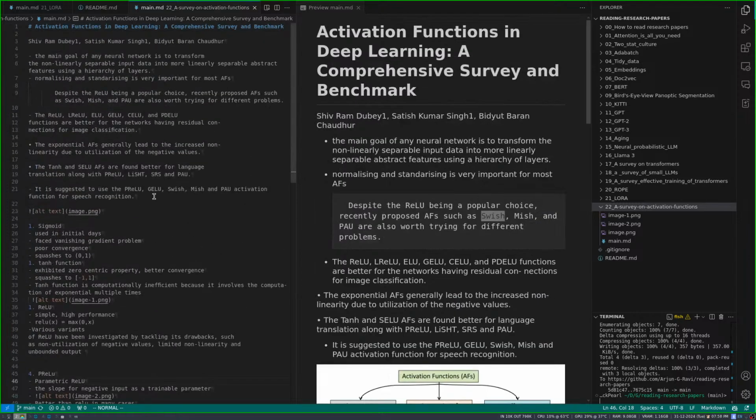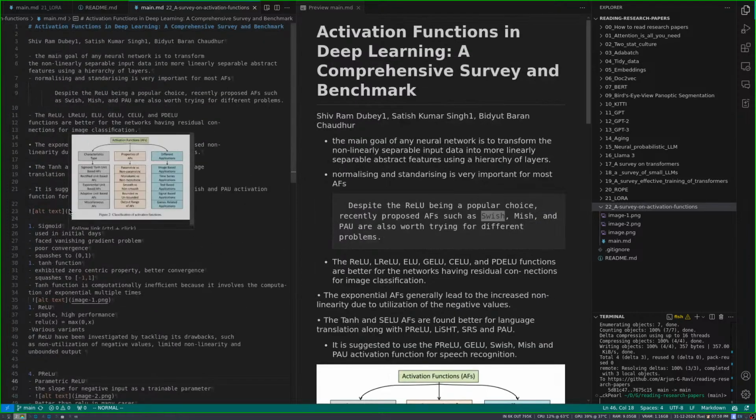Hmm. I should make a table for different activation functions. I will, though.